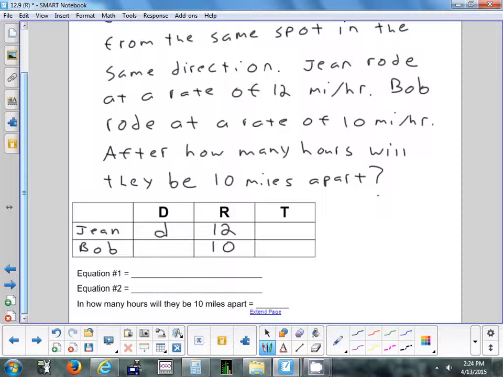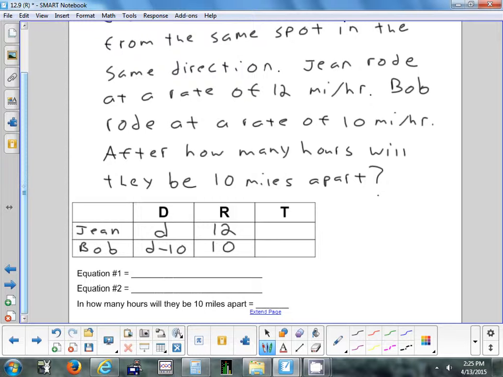Minus J minus 10. Same, stick with the same letter. Oh, D minus 10. Good. D minus 10. Okay, this represents them being 10 miles apart. So if Gene is at 25 miles, Bob would be at 15. Okay, something like that.